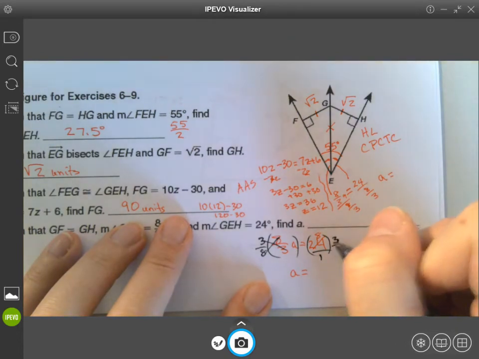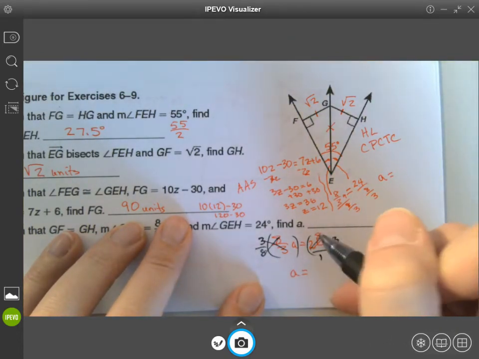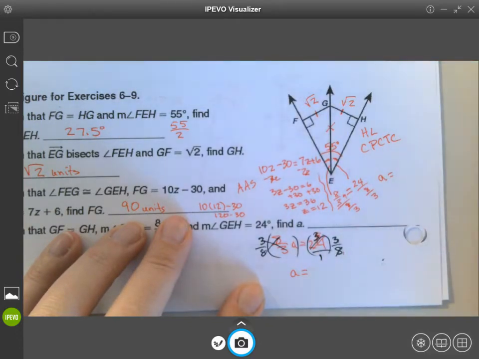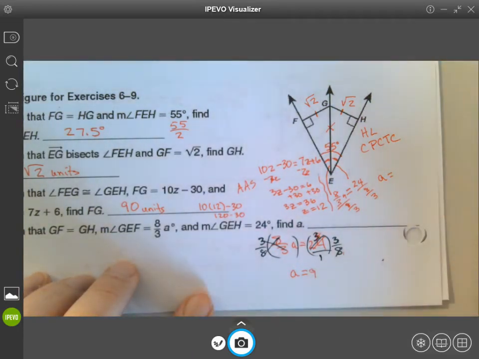So this would be 3/8. See, I wrote it here. I didn't write it there. Okay, 8 goes into 24 3 times, so A is 9. I knew I was wrong because there's no way if I had 64, I would get that 24 back. So A is 9.